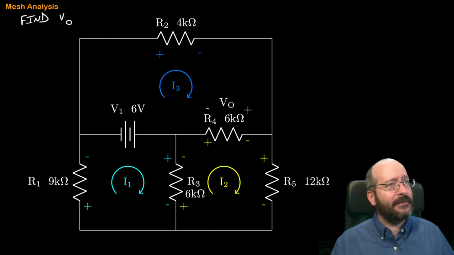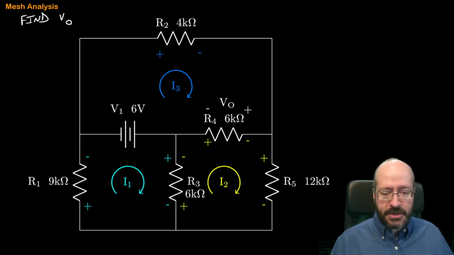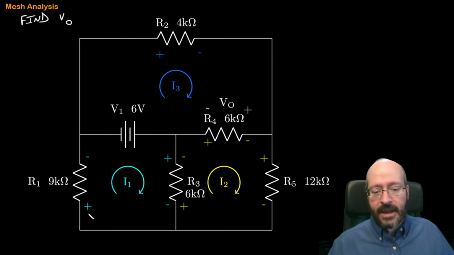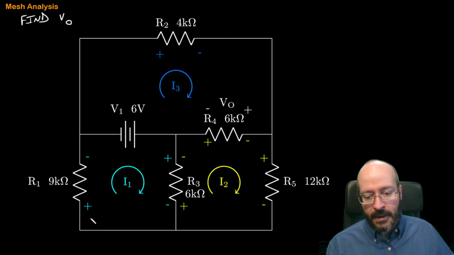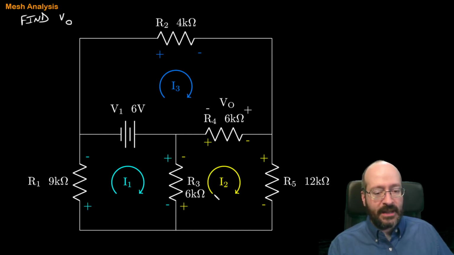I don't have a clean figure without the labels on them, but I labeled the mesh currents. I labeled them all clockwise, and then I used the passive sign convention to label the polarities. So if I'm moving clockwise, I go plus, minus here. That's an active component, so I skip it, plus, minus there. Okay, moving over to the yellow, I'm working around this way. Right, they're all passive, so this is plus, minus, plus, minus, plus, minus.